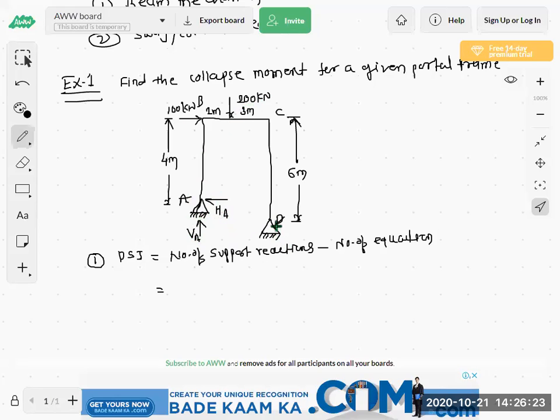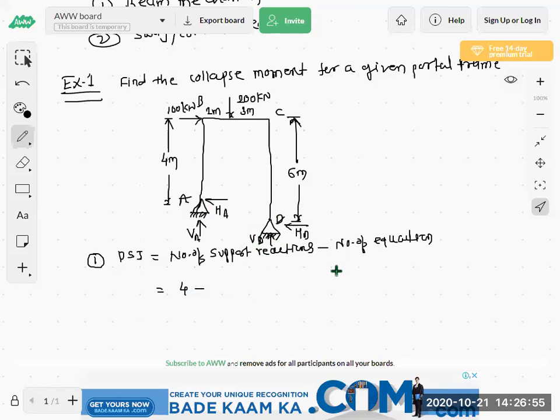Similarly, at joint D, again a hinge support is there. So Vd is the vertical reaction, and Hd is the horizontal reaction. Again two reactions are there. So how many total support reactions are there? At A and D, a total of 4 support reactions.